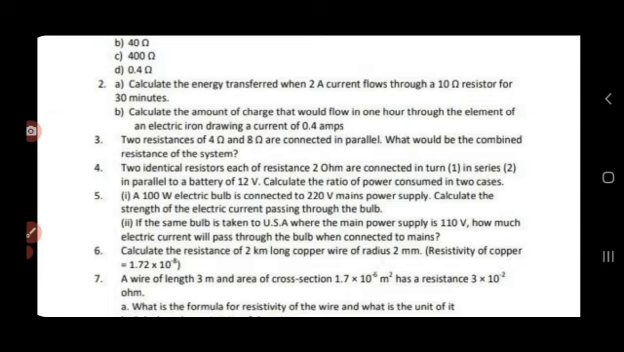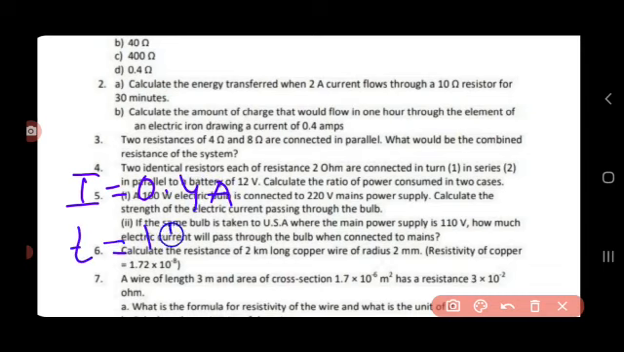You have to find out the amount of charge. We know the formula of current. I is equal to Q by T. From here you get Q. Q is equal to IT. We know the value of I. It is 0.4, and time is 3600 second. So by calculating, we get the total charge transferred, and that should become in coulomb.